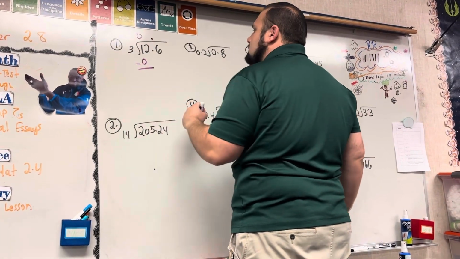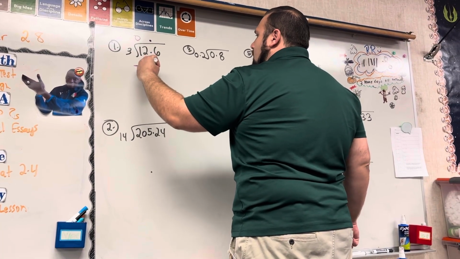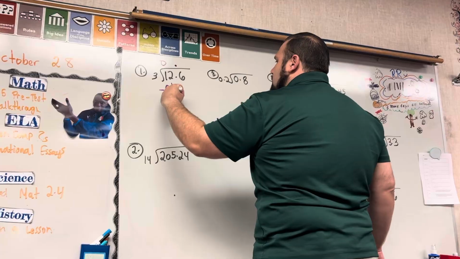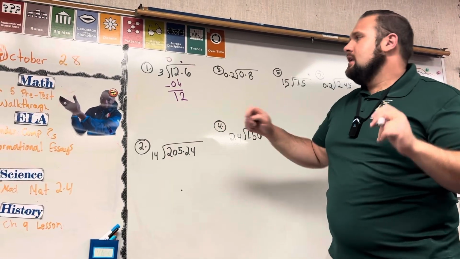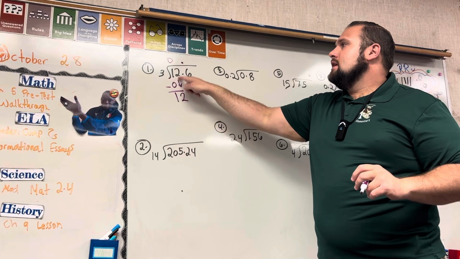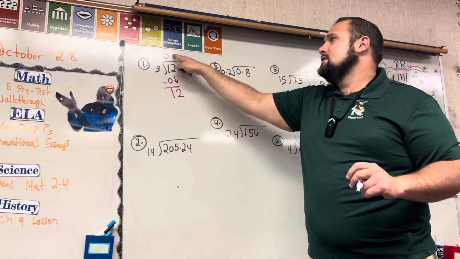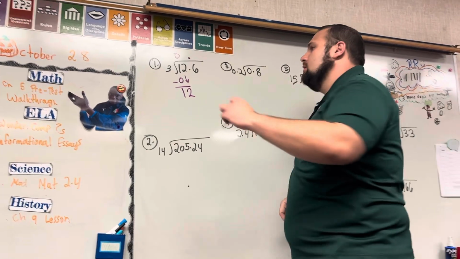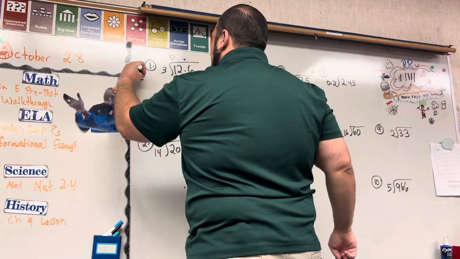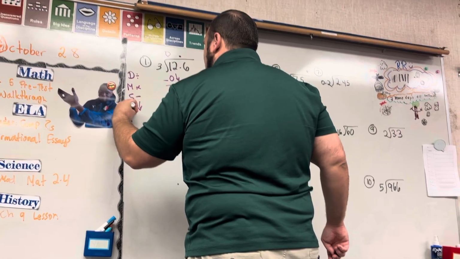3 times 0 is 0. When you subtract, you have 1 left over, and you bring down the 2, which gives you 12. So let me repeat that. 3 goes into 1 0 times because 1 is too small. Then you multiply. 3 times 0 is 0. When you subtract, you have 1 left over, you bring down the 2. Don't forget: divide, multiply, subtract, bring down, and then repeat.